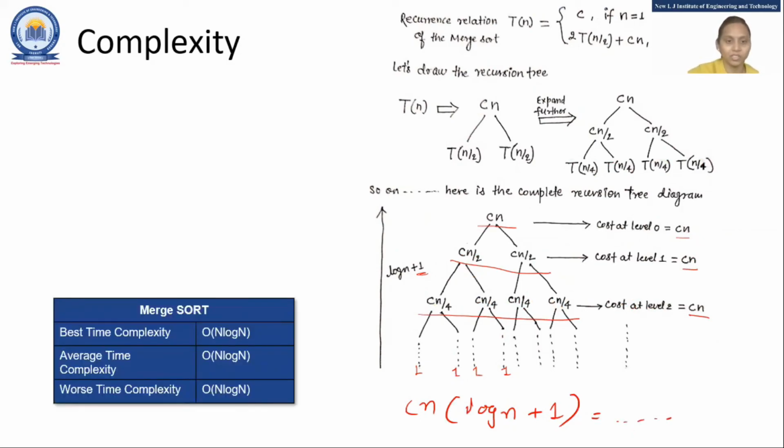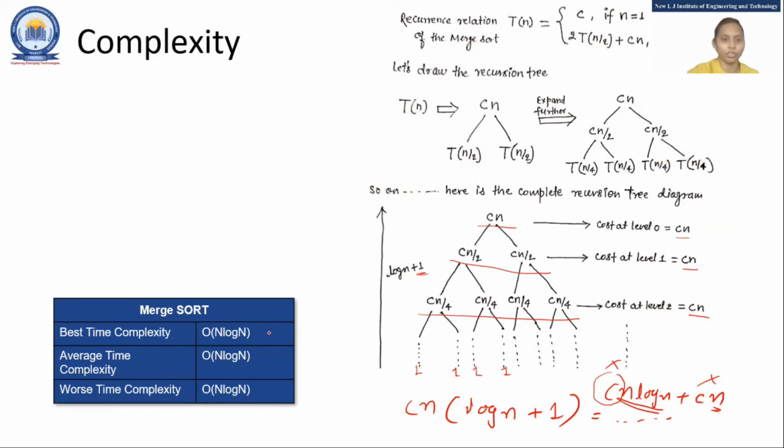So here you can see cn log n plus cn, but we are taking big O, so we should consider the bigger term. n log n is a bigger term than n, so this is the lower term and we ignore that part. We are also ignoring the constant. Finally, the big O complexity is n log n.